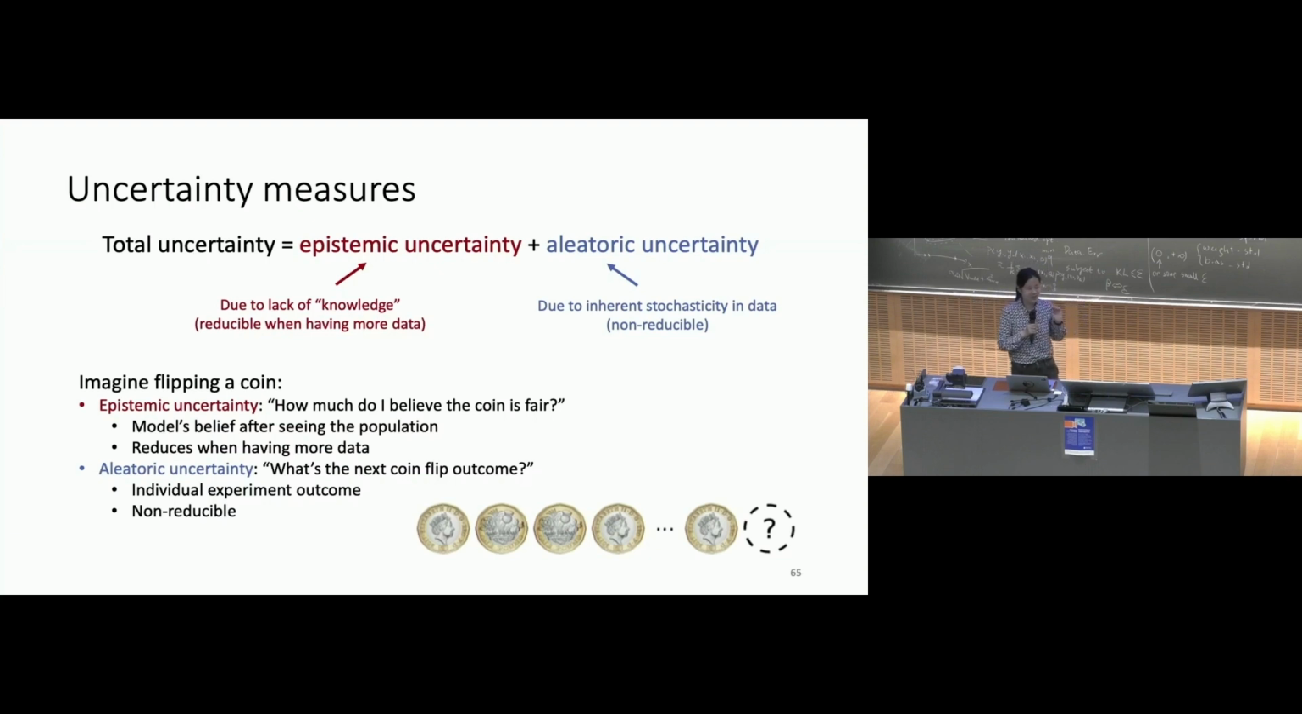So even if I tell you, okay, I'm 100% sure that the coin is, let's say, unfair with a very high skew towards heads, then for the next coin flip, I still cannot say for certain that the result will be heads. Okay? So this is the data uncertainty that is irreducible. Okay? Yes?